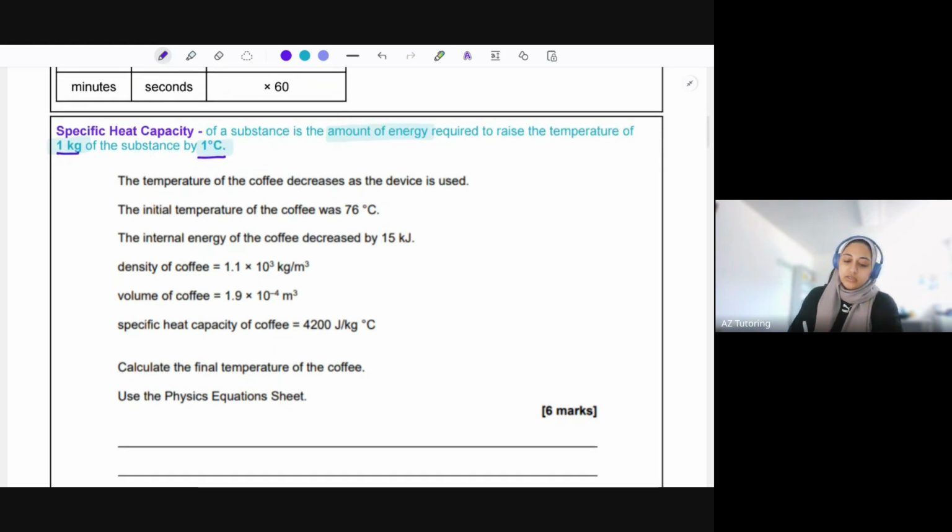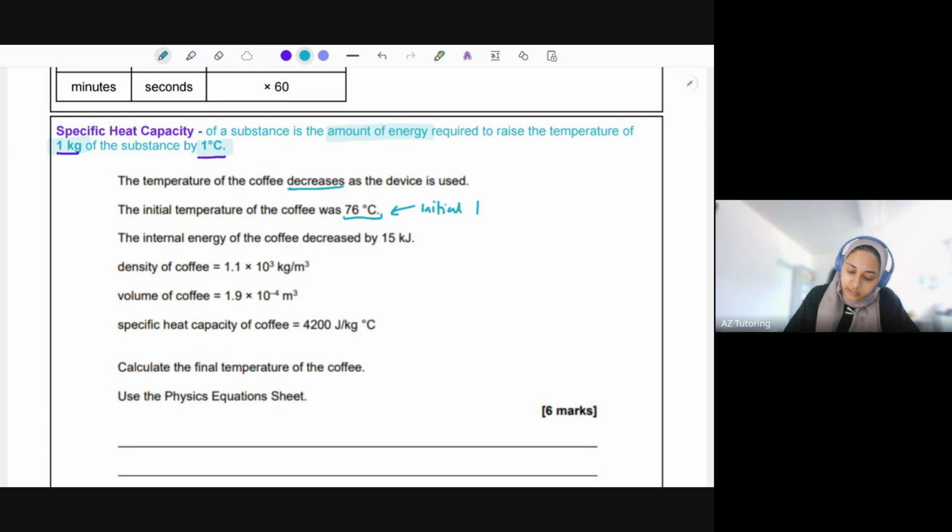Okay, let's have a look at this question. So this question says the temperature of coffee decreases as the device is used. I've taken this out from like a part D to the question. So temperature of the coffee decreases, so we're expecting the final temperature to be lower than the initial temperature. The initial temperature of the coffee was 76 degrees. So we've got the initial temperature.